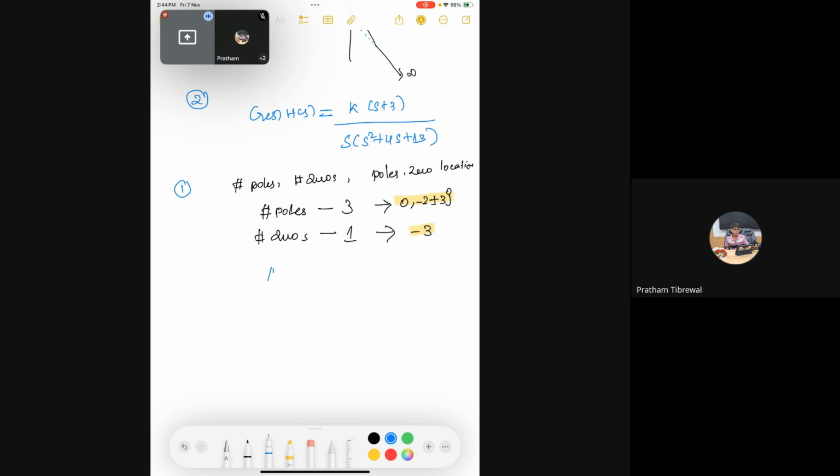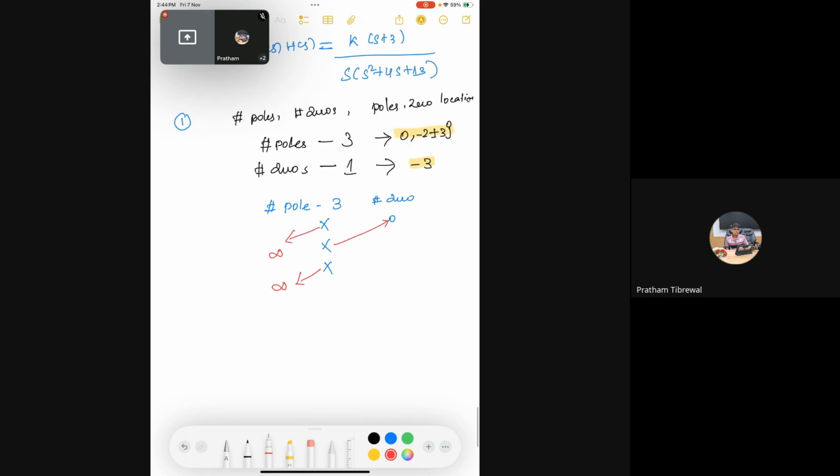Now you have 3 poles and only 1 zero. So out of these 3 poles, any one pole, I'm randomly choosing, will reach this zero. The rest of the poles will go to infinity. Two poles will go to infinity, so we have to find asymptotes for 2 values, k equal to 0 and 1. This is the first step.